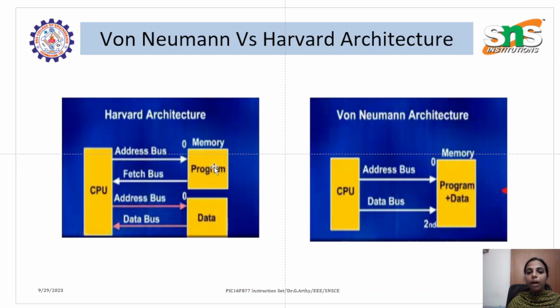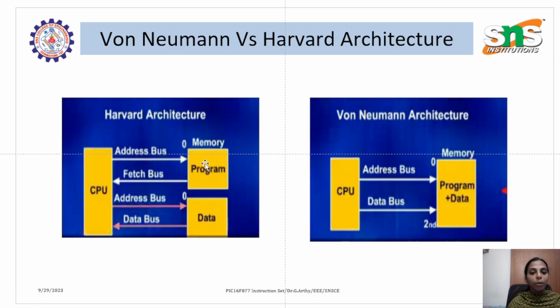Here, in the case of Harvard architecture, the program and data memories are separated. For program, we have separate memory. For data, we have separate memory. But in the case of von Neumann architecture, the program and data memory are the same. So because of this, once an instruction is being fetched from the memory, parallel data processing cannot be done because data and address share the same common memory.